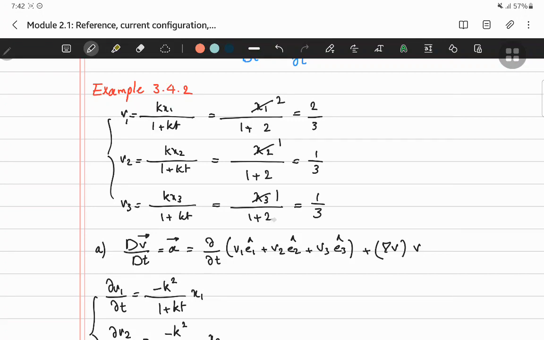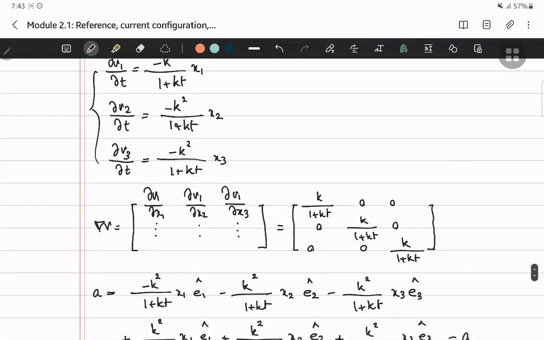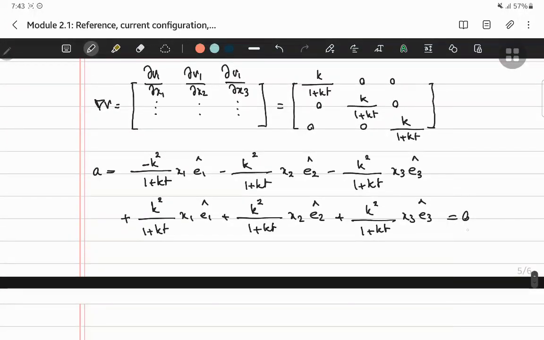So if we change t to 2 for k equal to 1, it is still 1, and t to 4, for example, we have 4 in here, 4 in here, and 4 in here. So this becomes 5, this is 5, and this becomes 5. Therefore, you see that all of them give a constant value for v. Therefore, for a constant value, we have 0 acceleration.